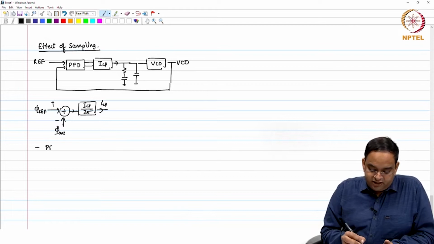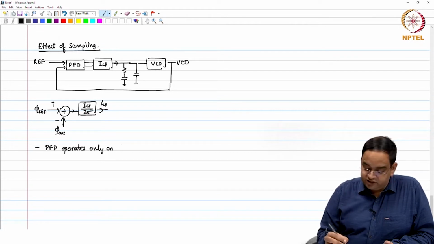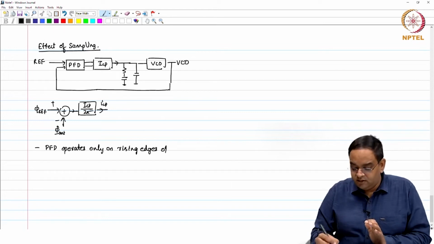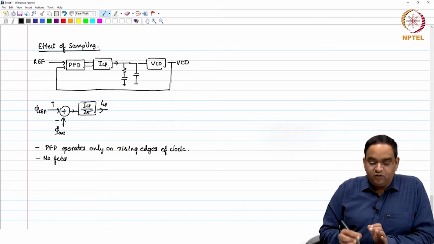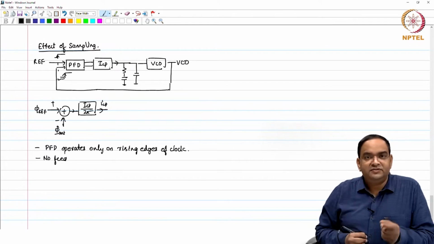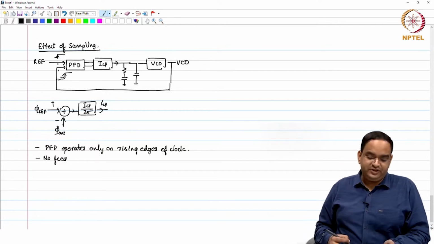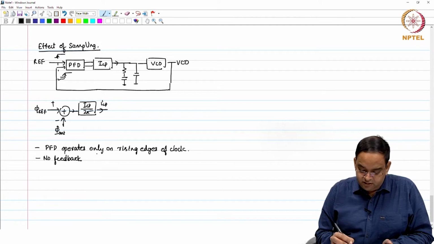So, if I want to write, it is like the PFD operates only on the positive edges, or rising edges, of the clock. It does not operate in between. Okay. It operates like that. There is no feedback. Once you get the rising edge on the reference and the rising edge on the VCO, this phase error is taken into account. After that, even if the VCO frequency drifts or anything happens, there is no feedback between two positive edges.